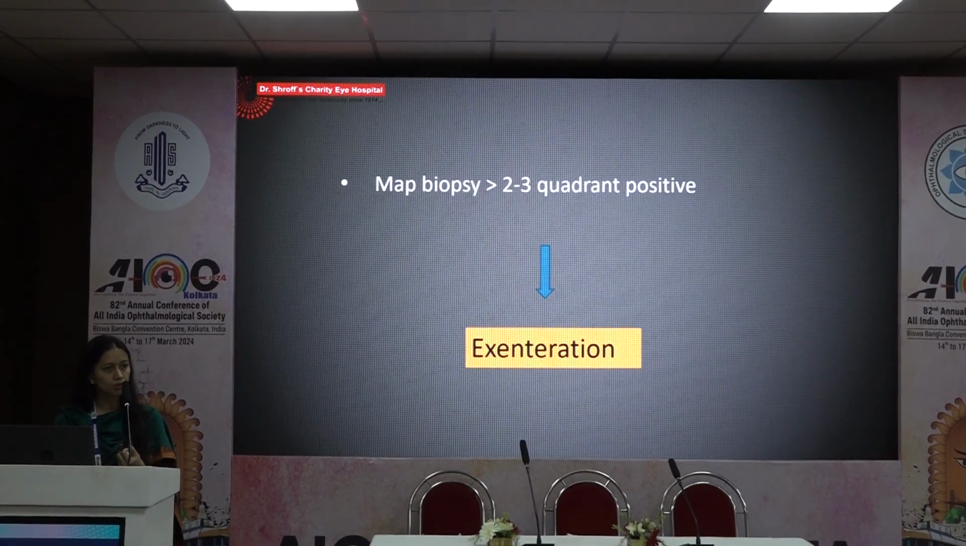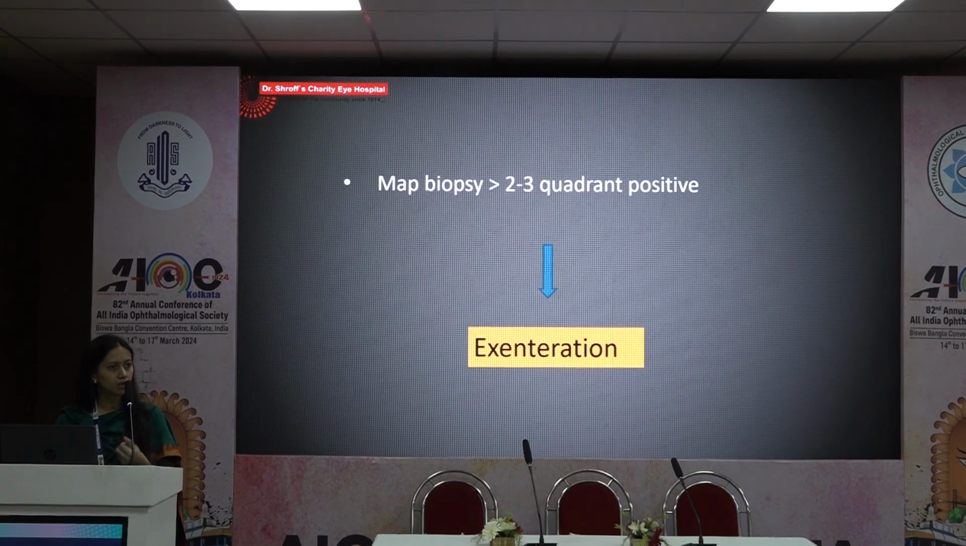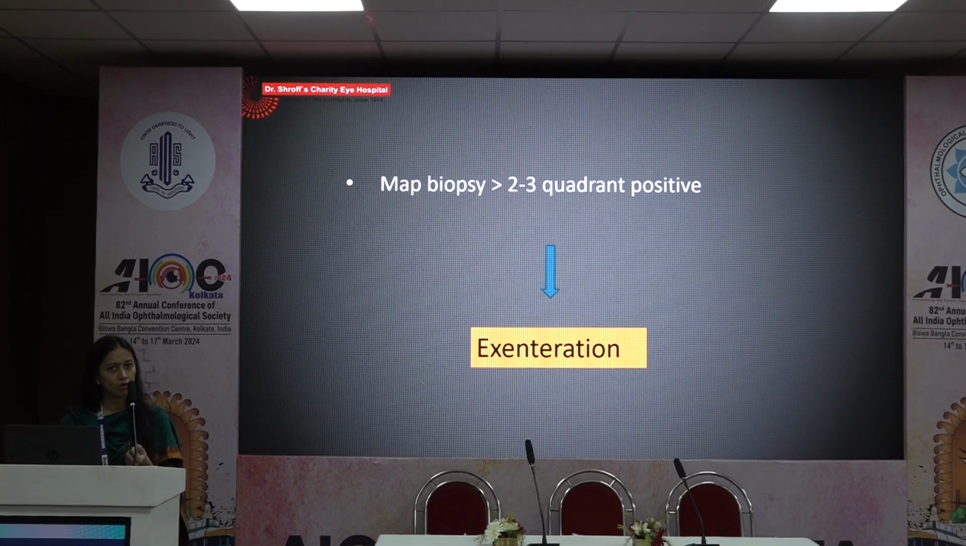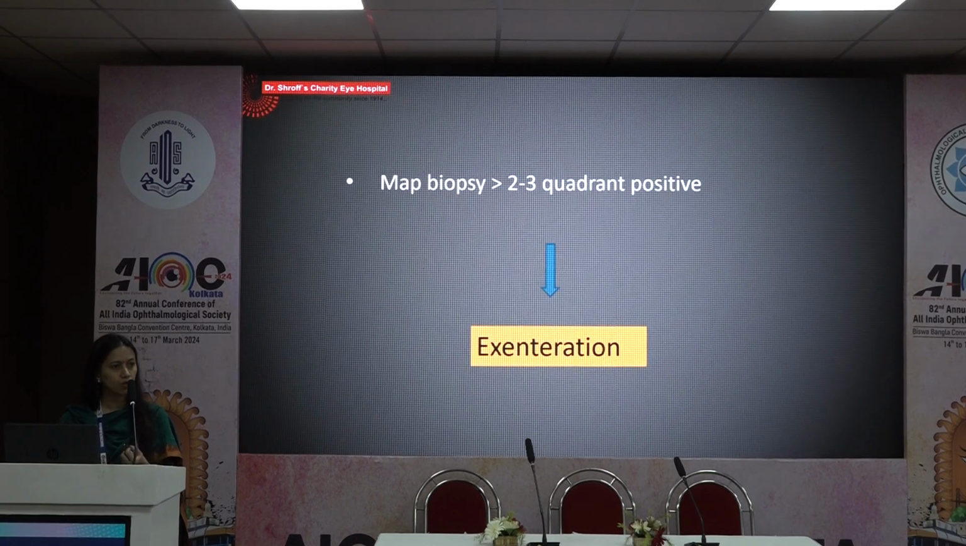So if the MAP biopsy is positive for say more than 2 to 3 quadrants, we know that we won't be able to excise this lesion and make a functional ocular surface. So in those situations, many a time these are the patients who go for exenteration. But if it's a localized MAP biopsy positive in less than 2 quadrants, you can plan for an excision and then reconstruction of the ocular surface, and associated involvement of the eyelid can also be taken care of depending on the extent of the lesion.